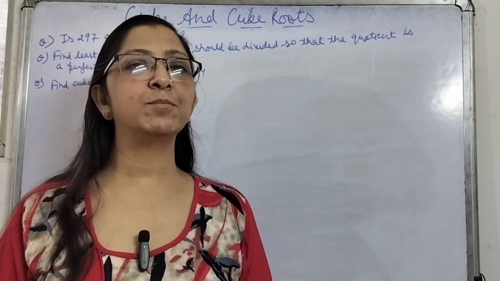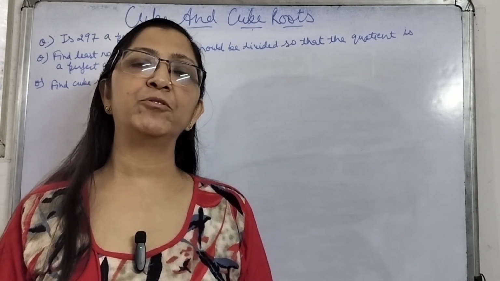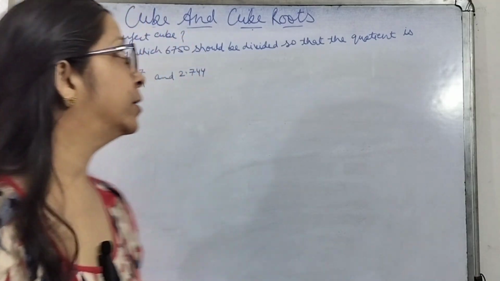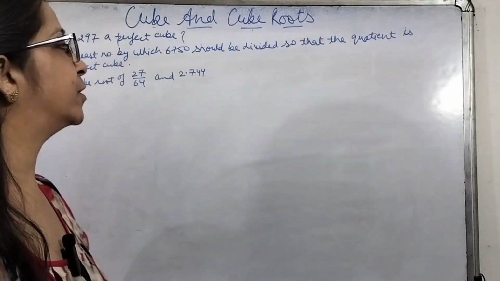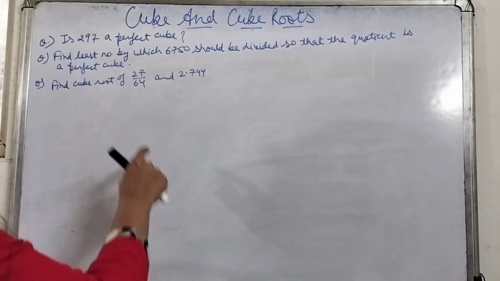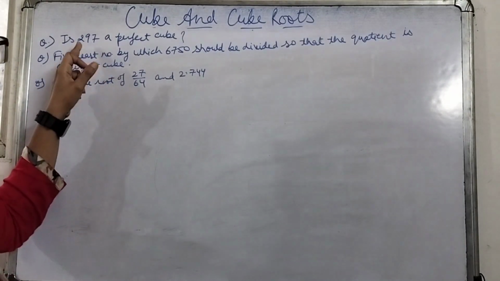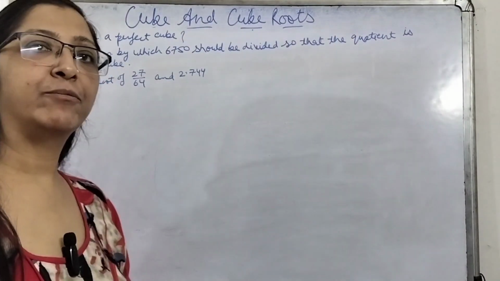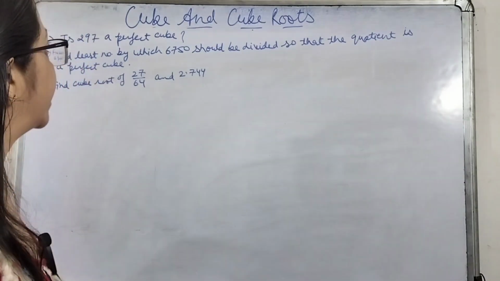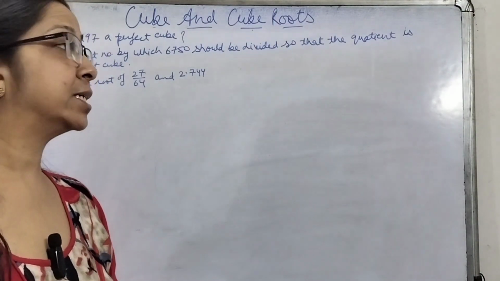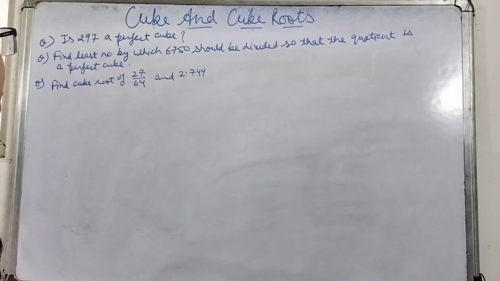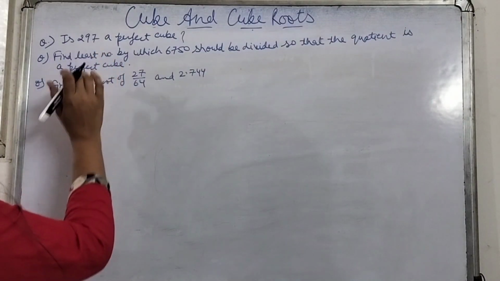Now let's understand some questions related to the concept we have just learned. Question number 1: is 297 a perfect cube? We need to check whether it is a perfect cube or not. For that, we will do the prime factorization of the given number. If the factors are in groups of 3s, then we say it is a perfect cube, and if not, then it is not a perfect cube.